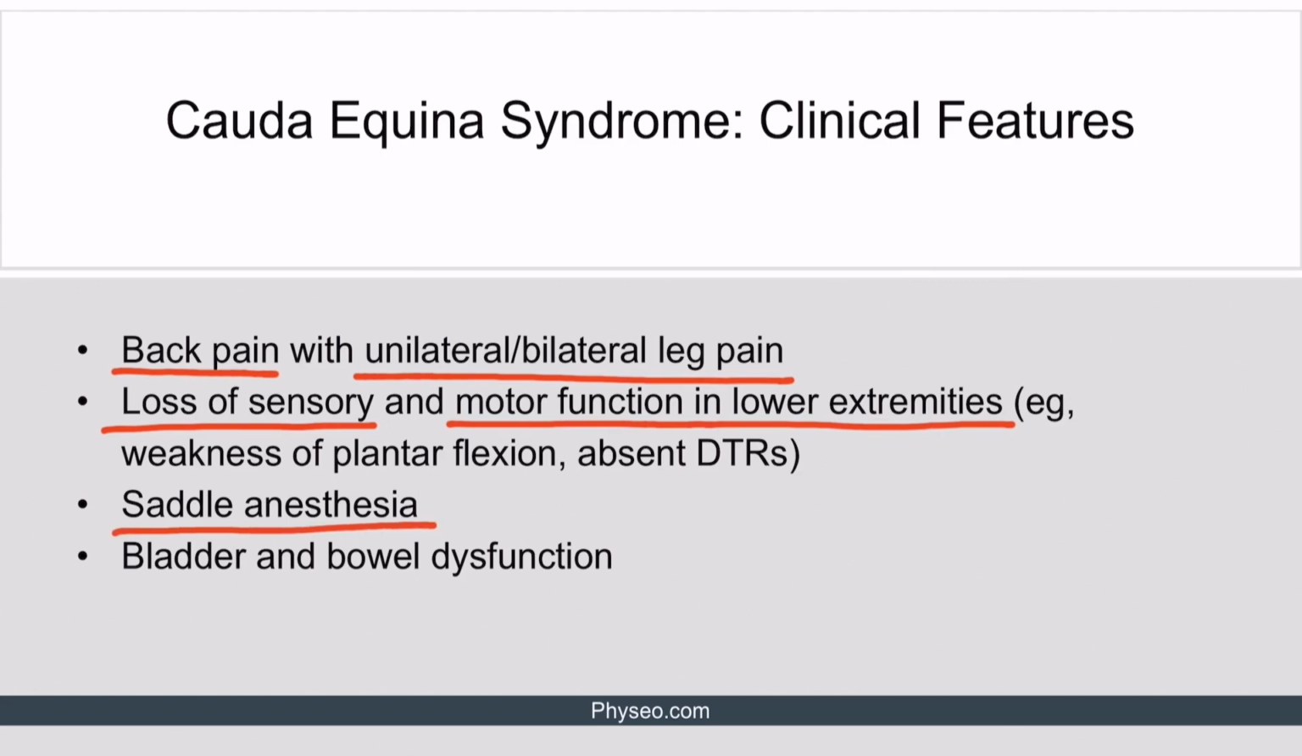Saddle anesthesia can also be present. This means diminished sensation in the perineal region, groin, anus, and upper thighs. And finally, bladder and bowel dysfunction may be present, such as urinary or fecal incontinence.